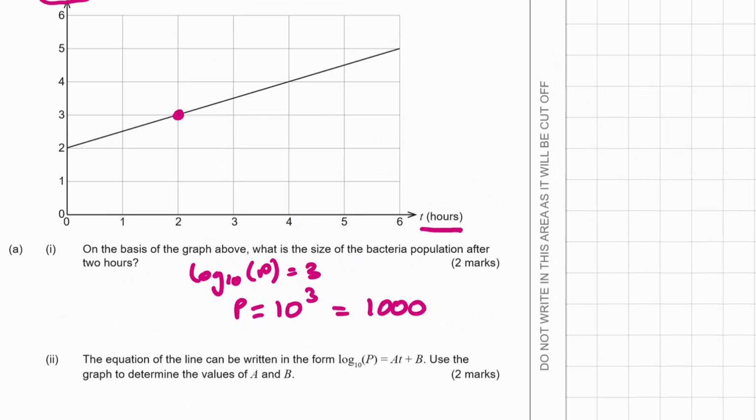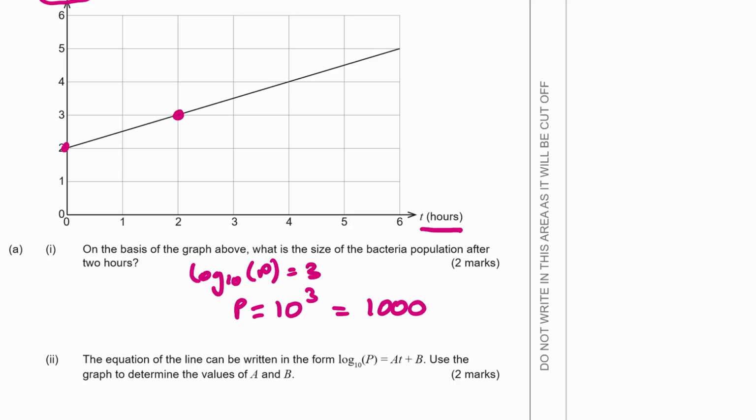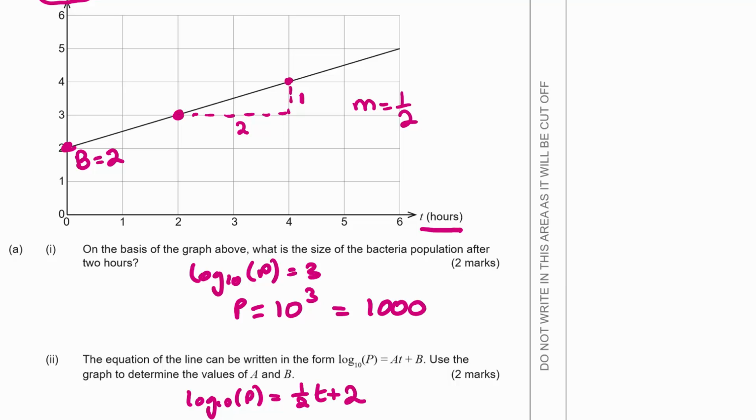The equation of the line can be written in the form log to the base 10 of p is equal to at plus b. Use the graph to determine the values of a and b. Well, b is going to be 2 because that's the intercept here, and we want the gradient, so 2 convenient points would be here, and we can see it goes up 1 while it goes across 2, so that means that the gradient of that is half, and so we can say log to the base 10 of p is going to be 1/2 t plus 2.